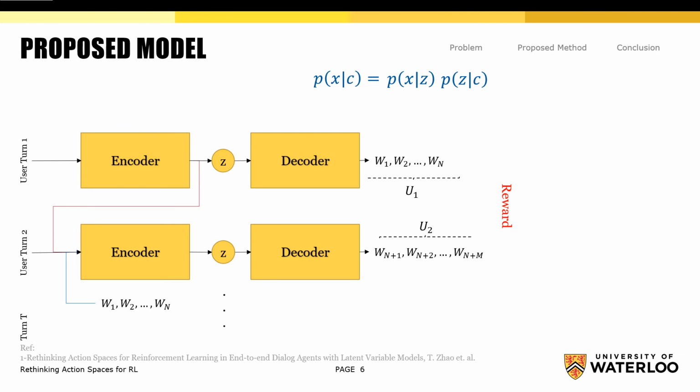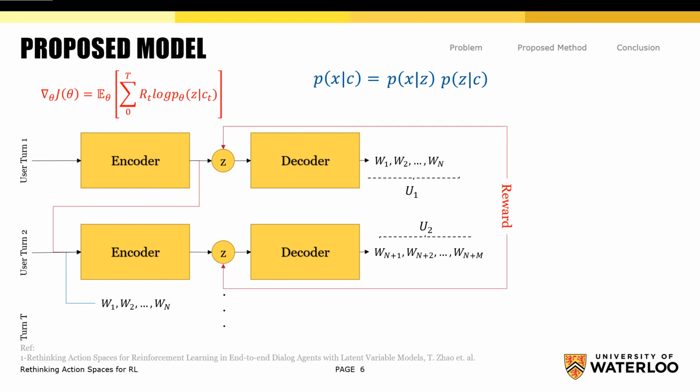And as you can see here, the goal is, instead of updating the weights of both the decoder and the encoder, to change the action space to the latent space. So, they can have a much more efficient action space. The action space is much smaller than in the previous model. And as you can see here, your horizon is also no longer dependent on the number of words that you generate in each turn.